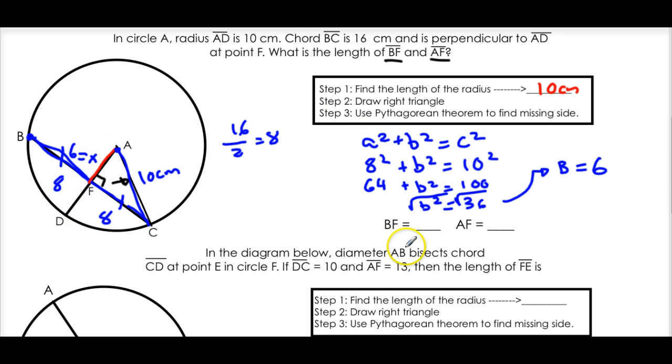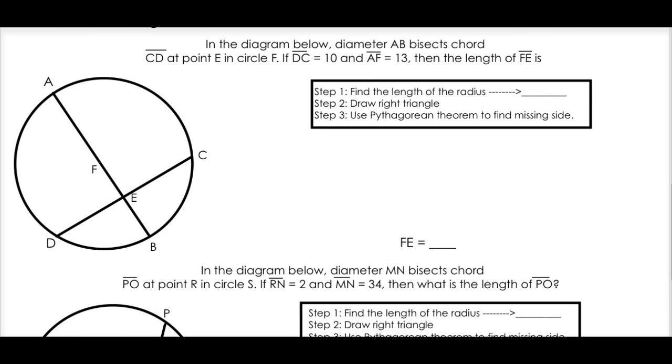So now I know that BF, we found out, was 8, and we found out that AF, my b, is 6. Now you might be saying, that's pretty crazy, Mr. Siegel. I don't think I can do that. Good thing we're going to try it 2 more times, kids.